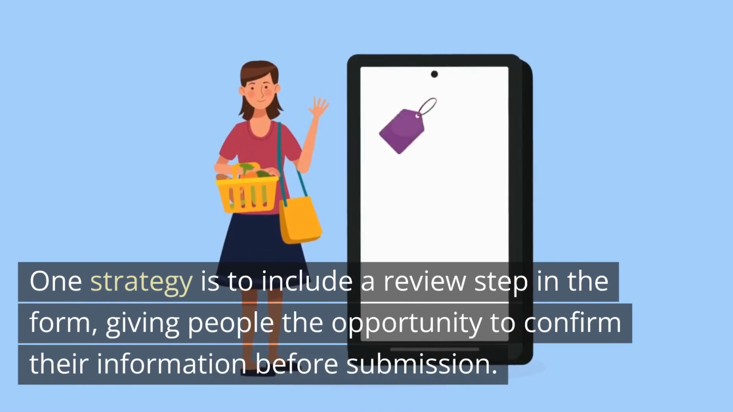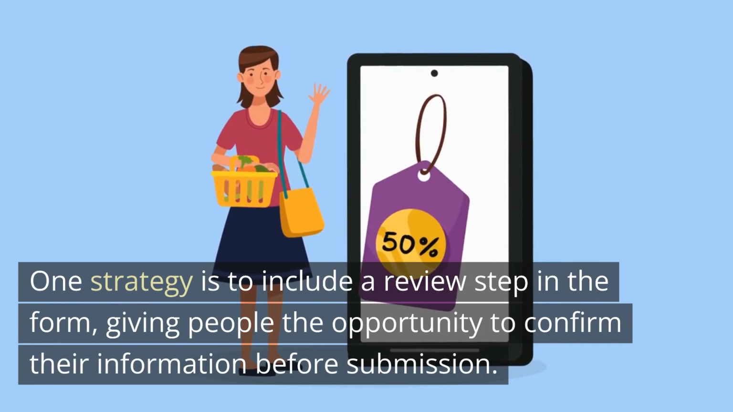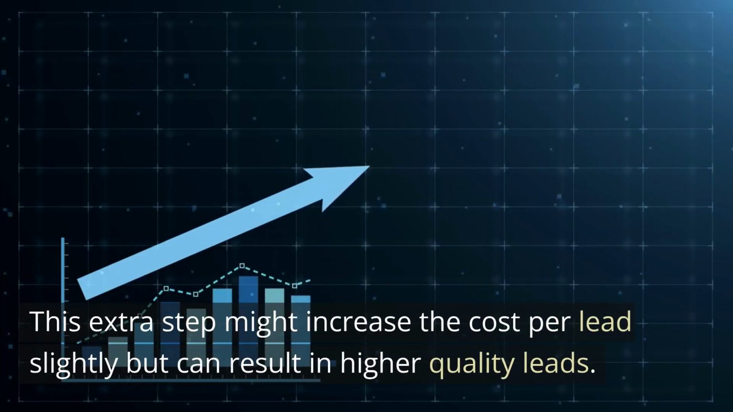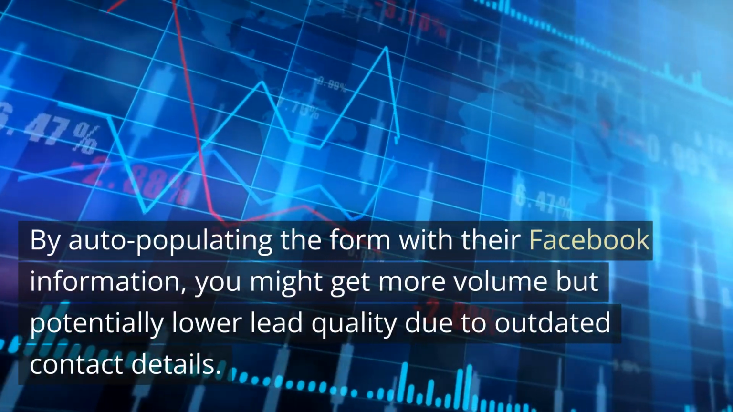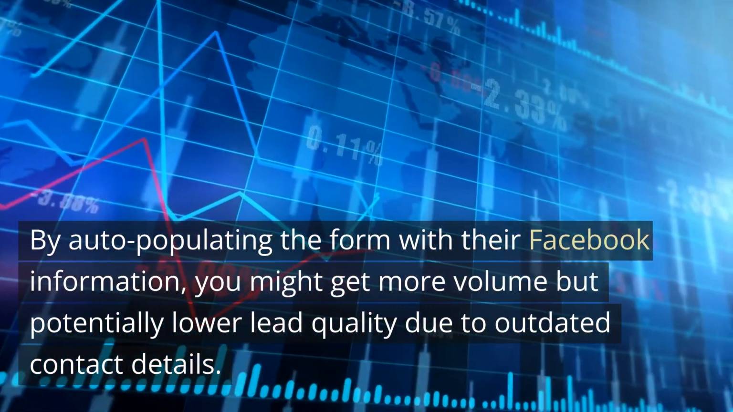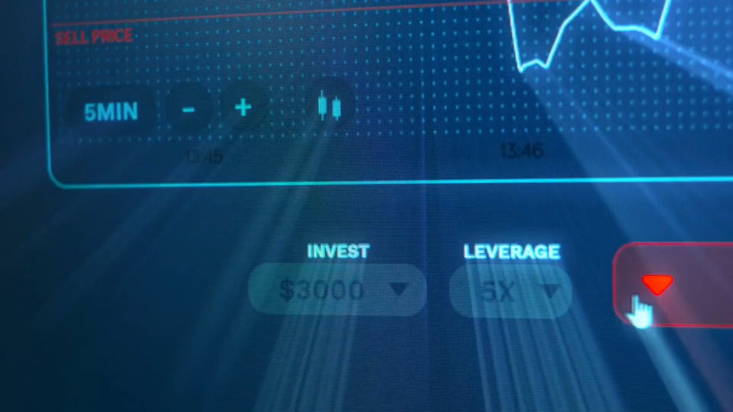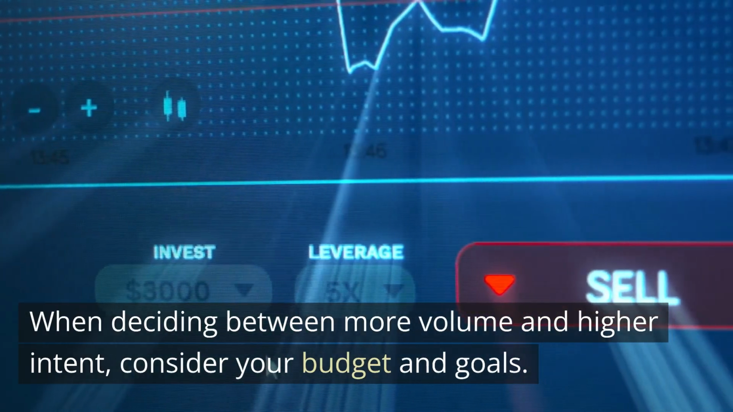One strategy is to include a review step in the form, giving people the opportunity to confirm their information before submission. This extra step might increase the cost per lead slightly but can result in higher quality leads. By auto-populating the form with their Facebook information, you might get more volume but potentially lower lead quality due to outdated contact details. When deciding between more volume and higher intent, consider your budget and goals.